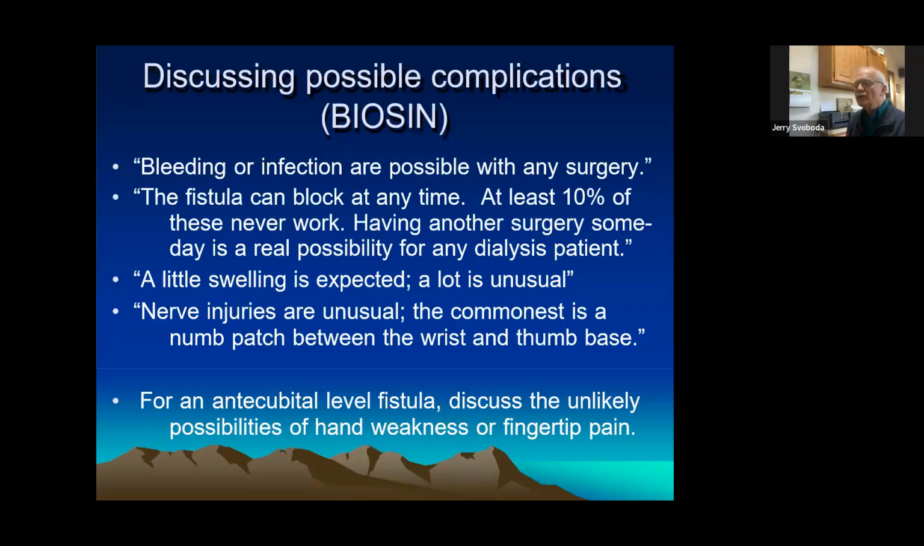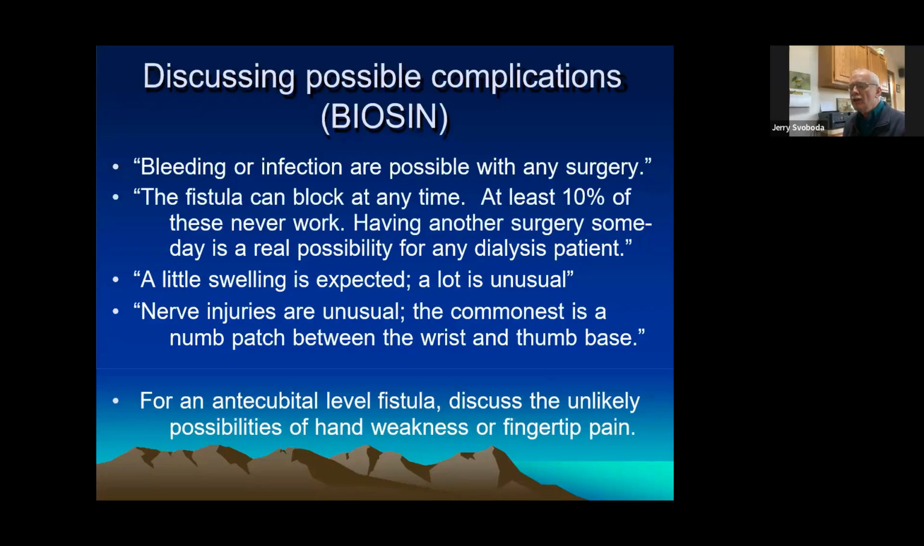unusual. For a wrist fistula, the commonest nerve injury causes a numb patch because of an injured sensory nerve between the wrist and the base of the thumb, in the web between the thumb and the index finger. If you're making a fistula to the brachial artery, ischemia becomes a problem, but it's best to discuss that as a type of nerve injury causing hand weakness or fingertip pain or numbness.